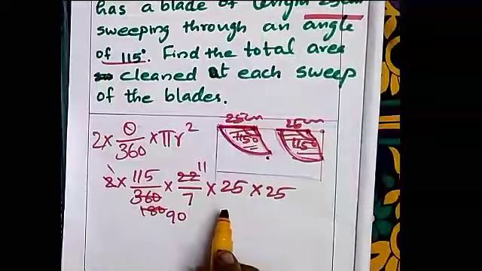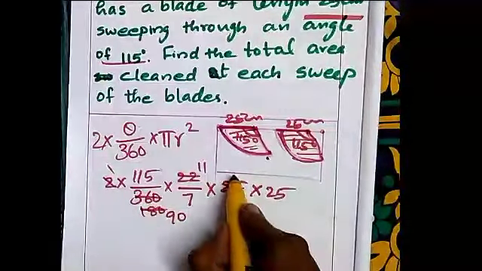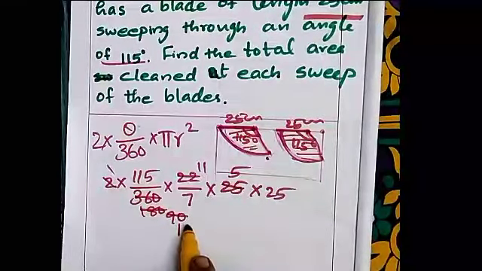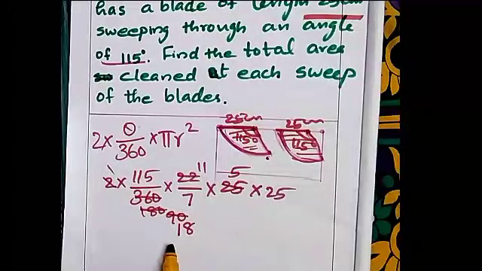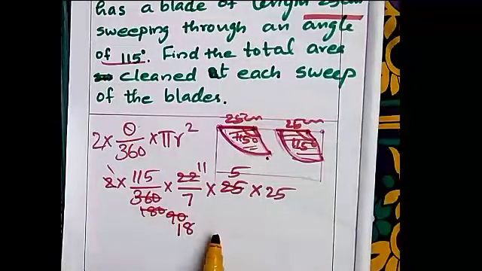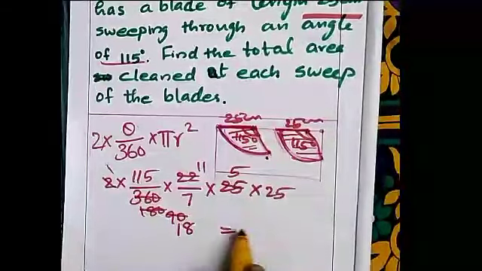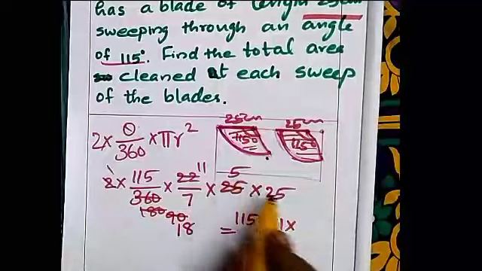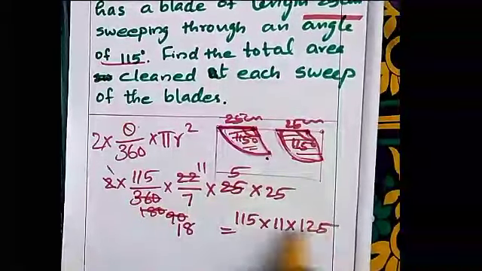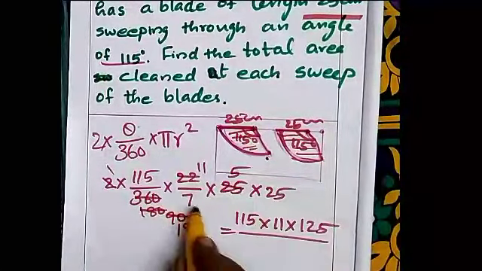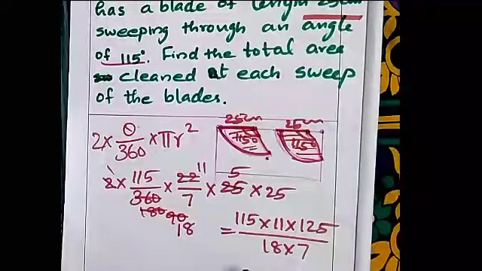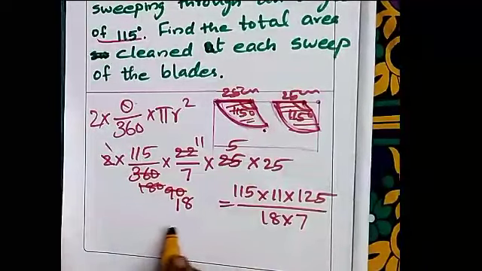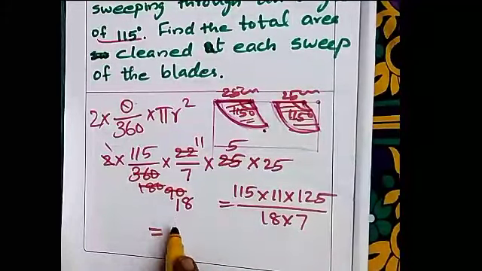And now after calculation, what is that? Here we can cancel 5. 5 5s are 25 and here it is 18. Now, any other numbers possible to cancel? No. So the numbers you are getting are 115 into 11 into 5 into 25, meaning 125, divided by 18 into 7. Now after calculation, what is the answer?